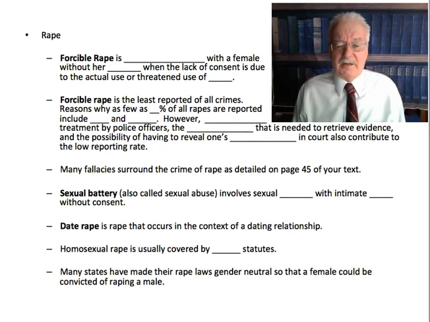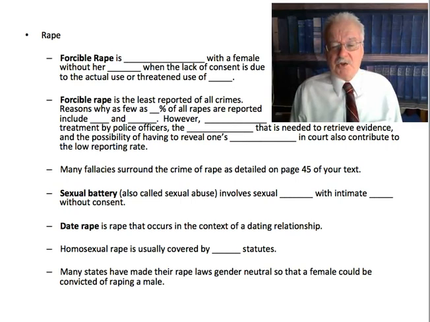Now, sexual battery is another sex crime. It's also called sexual abuse. And sexual battery involves sexual contact with intimate parts of the body without consent. So this is somebody basically, without the consent of the victim, feeling an intimate part, usually the breast or the buttocks or the sex organ area. Okay, and this sometimes happens in public, and it's usually a misdemeanor.